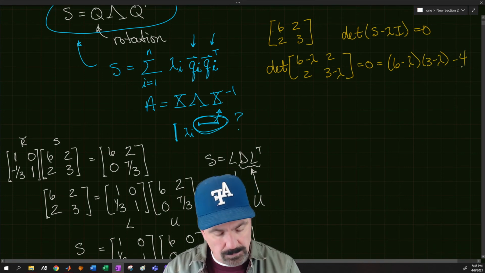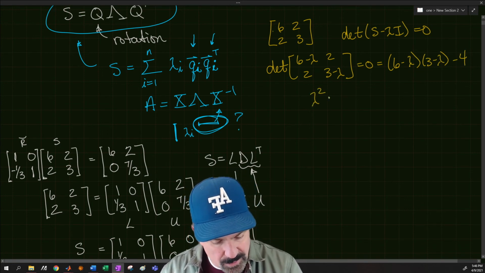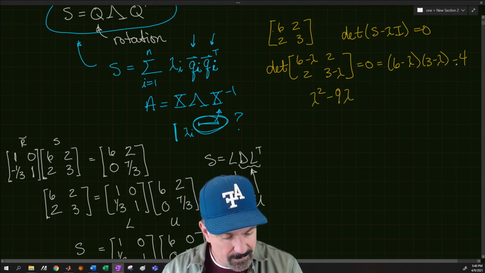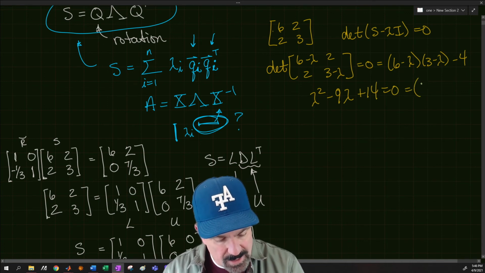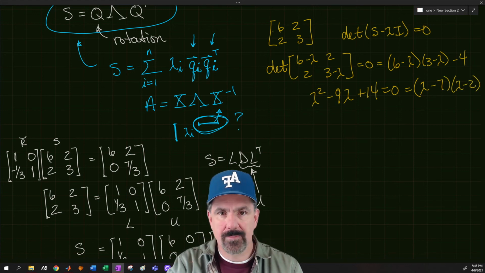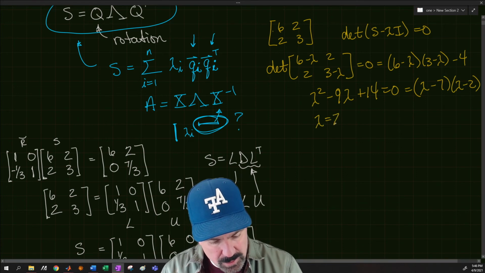And as we go here, then we have lambda squared, we have minus 3 minus 6 is minus 9 lambda, and then we have, what, 18? 18 minus 4 is a positive 14, set equal to 0. And this factors quite nicely into (lambda minus 7)(lambda minus 2). Continuing on, we can see that lambda is equal to 7 and 2.